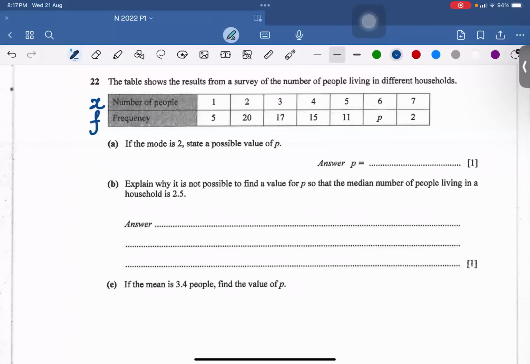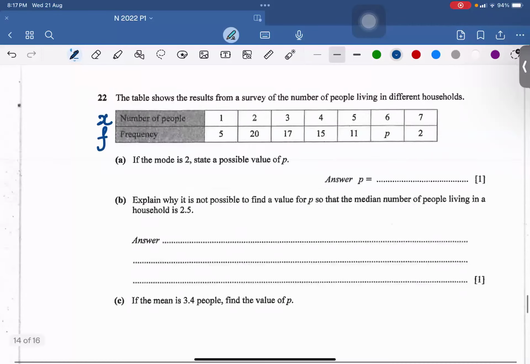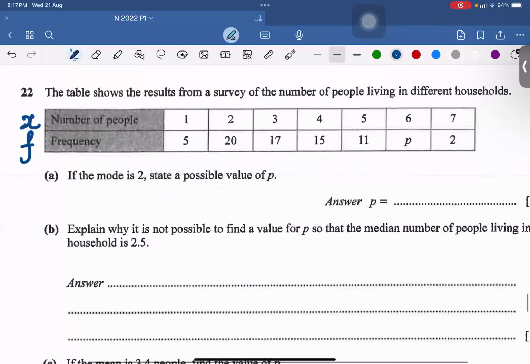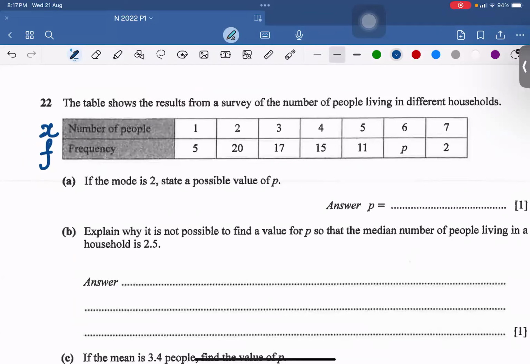Okay, frequency. And if I want something to be a mode, what does mode mean? Mode means the number has the highest frequency. If the mode is going to be 2, 2 has a frequency of 20. That means this frequency must be the highest already. They say just state a possible value of P. Can P be equal to 20? No. Then what kind of number can P be? Lower than 20. Correct. Any number lower than 20.